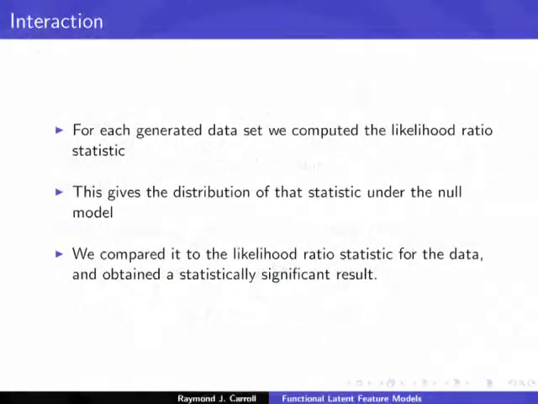For each generated data set, we computed the likelihood ratio statistic with and without the interaction. It's, if you will, a parametric bootstrap under the null model. We compared it to the likelihood ratio statistic for the data, and the p-value is 0.005 or so, with 200 simulated data sets. So the observed data was the bottom one. So at least there's some indication that there is an interaction, the single index, in these data.